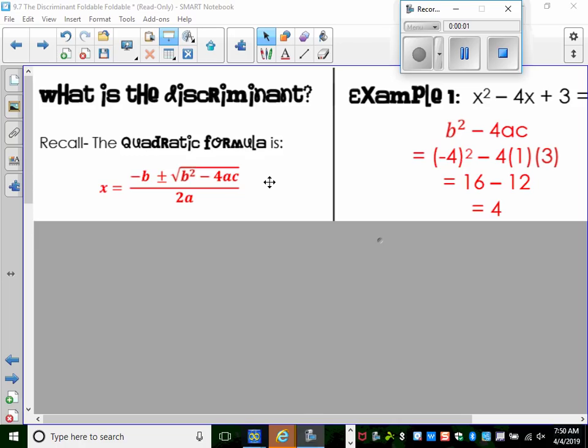The part that's under the radical is obviously this right here, the b squared minus 4ac, which is under the radical for the quadratic formula. So go ahead and write the quadratic formula down. Okay, we did that last class. So today we're just going to concentrate on the b squared minus 4ac.